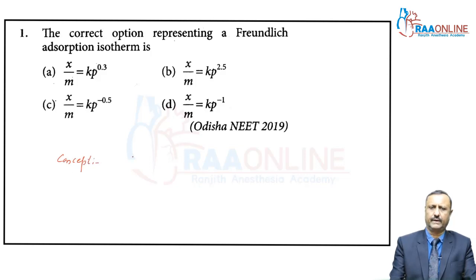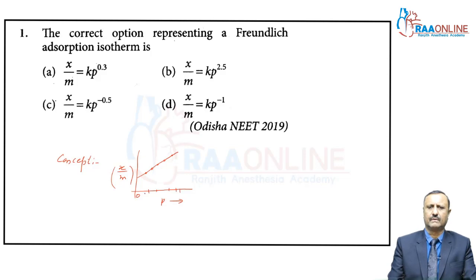The concept of this question is that when we plot the graph between x upon m and pressure, we get this type of graph. Here x upon m is the amount of adsorption of a gas with pressure. When pressure increases from 0, the amount of adsorbed gas also increases.